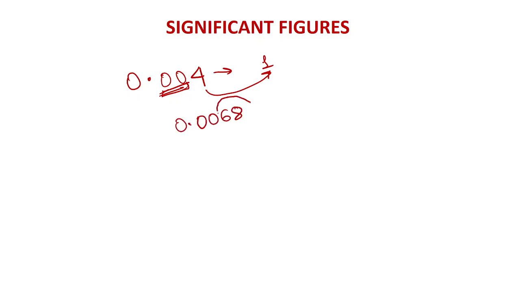Another rule says that the zeros which precede the first non-zero digit are not significant because they indicate only the position of the decimal point. Suppose you have a number 0.004, then in this case these zeros are not significant. This figure has only one significant figure, and that is 4. Similarly, if you have 0.0068, then here also you have only two significant figures. So in a given decimal number, those zeros which are telling us about the decimal point are not significant.